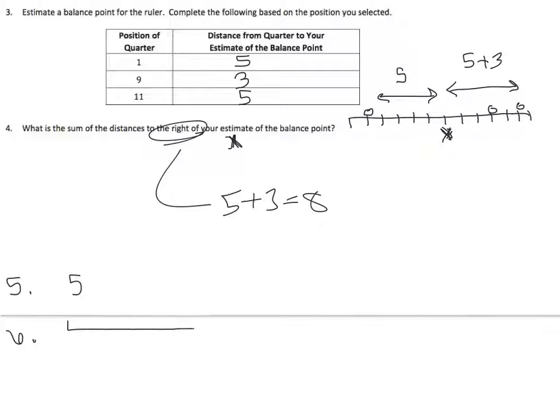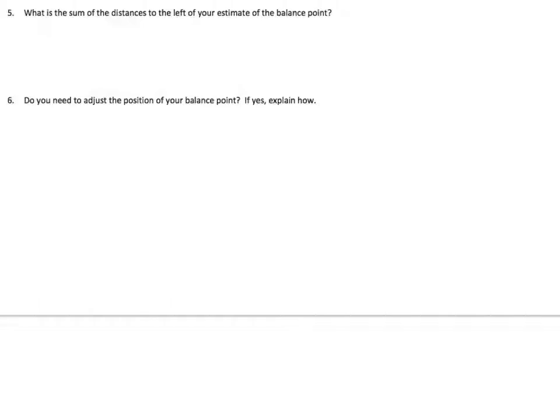If I've got a ruler balanced at 6, and my distance on one side from the values is 5, and on the other side the sum of my distances is 8, I think I need to move my balance point, right? Because I want these two values to be equal. Sorry, here was 5, and this one was 6. Yes, an adjustment is needed.